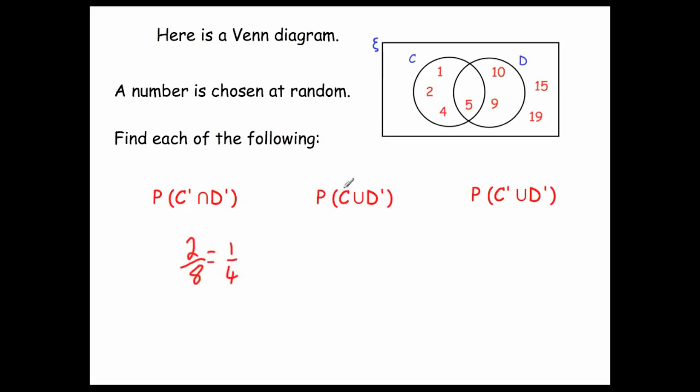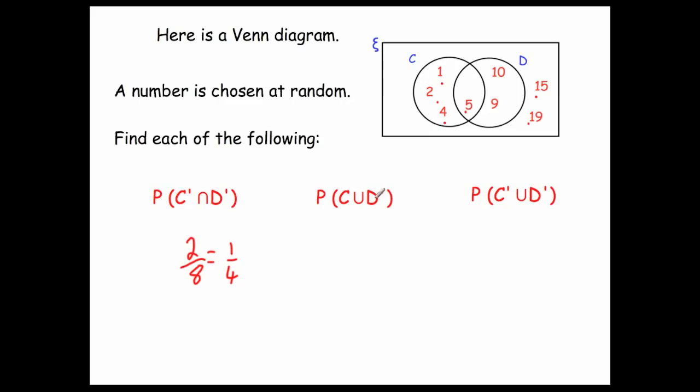Next, what's the probability of C union not D? So that means what's the probability of C or not D? So that means that anything that's in C or not D will satisfy it. So C will be these 4 numbers, and not D, well, that's going to be these 2 and these 3. We've already got these 3 already, so it's 1, 2, 3, 4, 5, 6. It's going to be these 6 numbers.